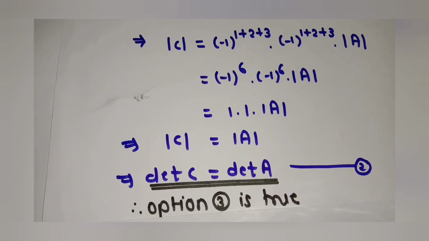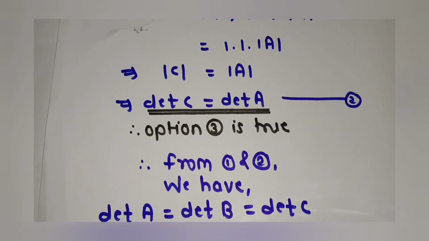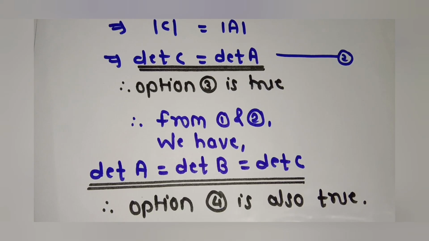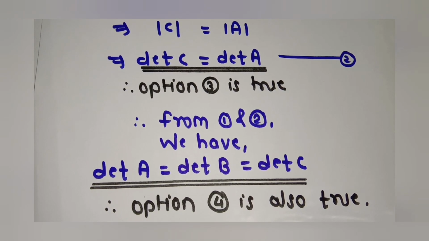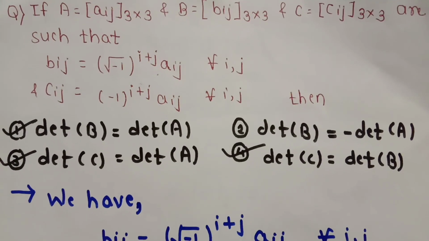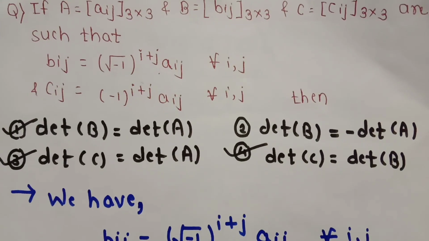Therefore, from 1 and 2, we have determinant A equal to determinant B equal to determinant C. Therefore, from 1 and 2, option 4 is also true. Therefore, options 1, 3 and 4 are true.